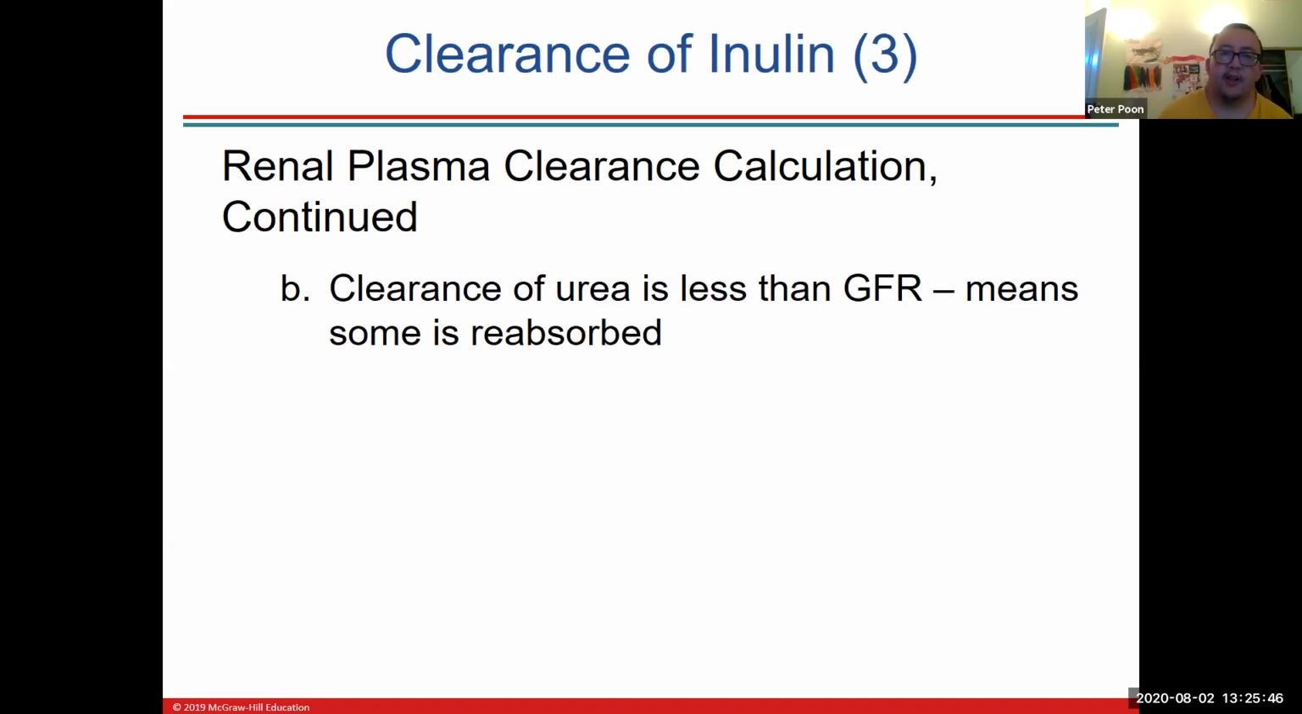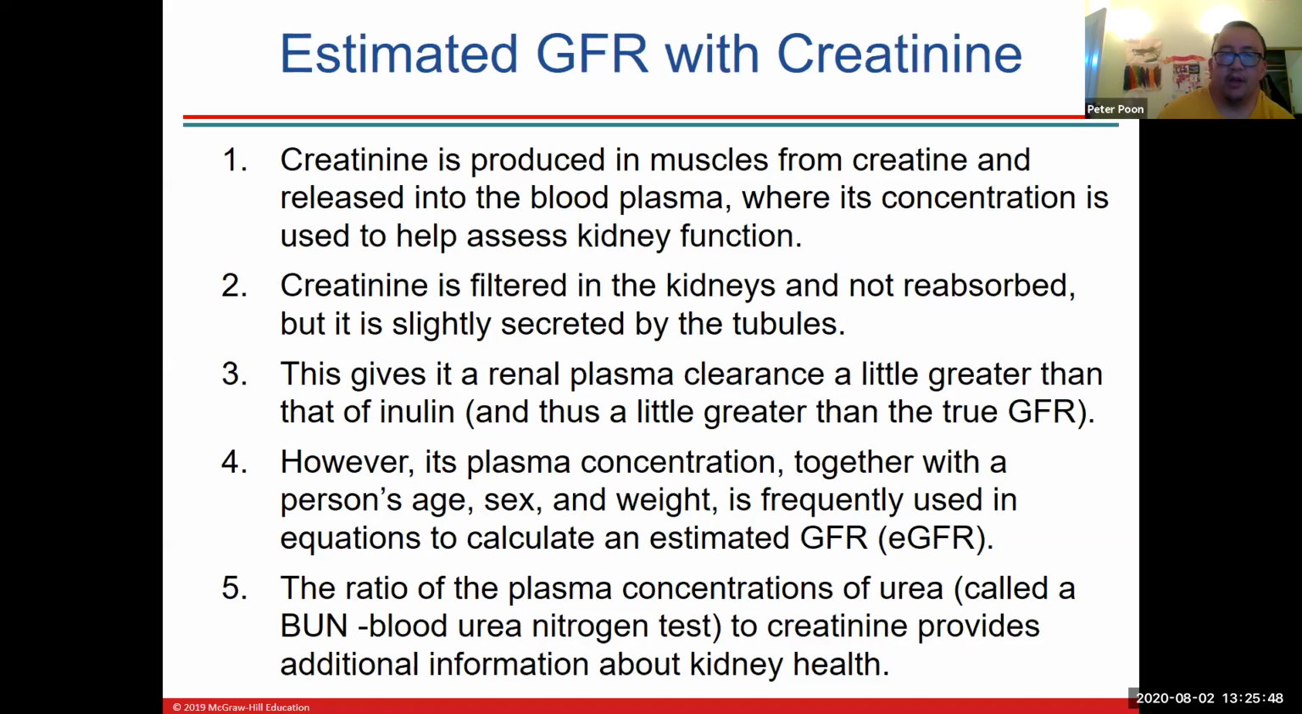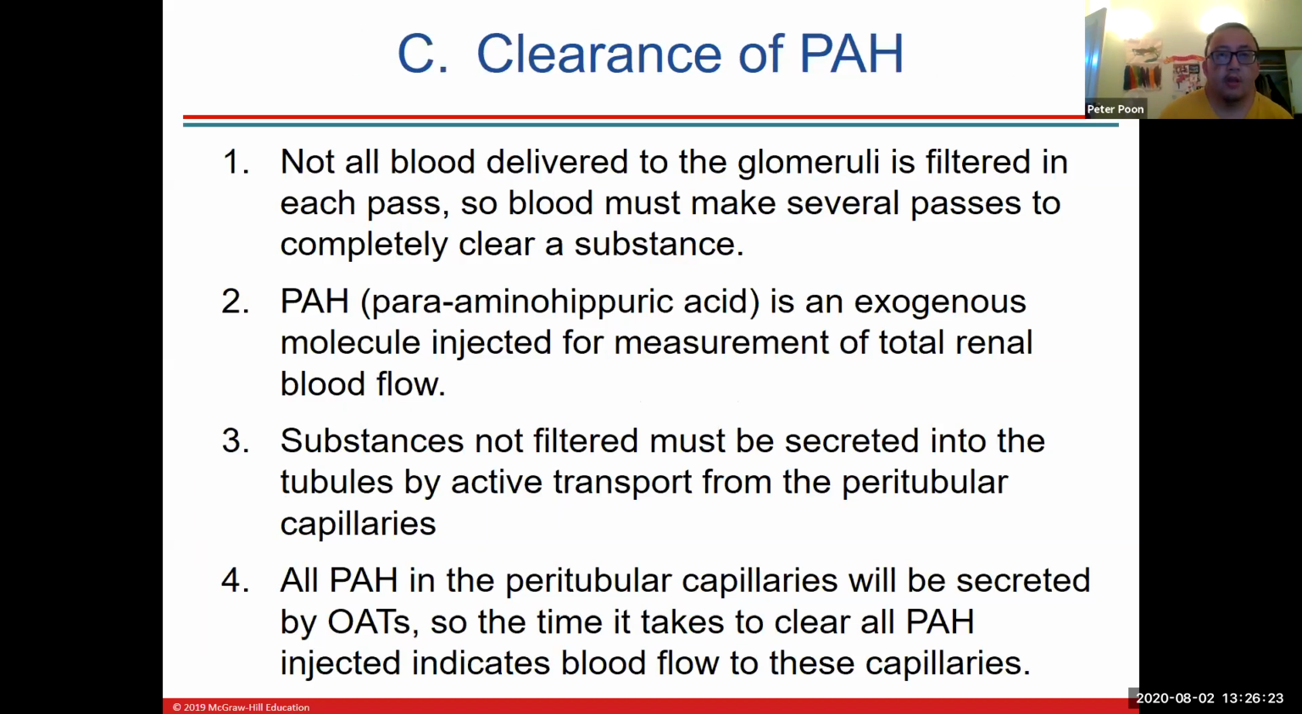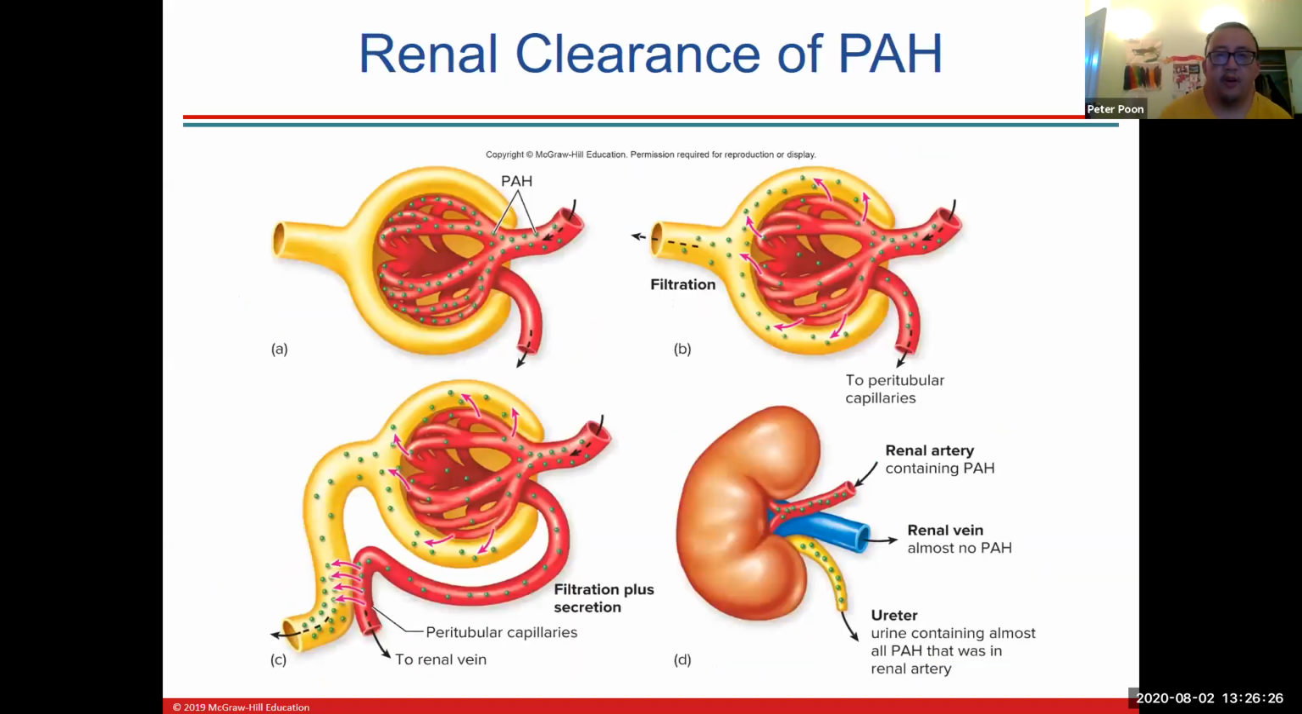Clearance of urea is less than GFR. That means some of it is actually reabsorbed, and that's okay. Creatinine is produced in muscles, filtered in the kidneys, but not reabsorbed. But it is slightly secreted by the tubules, so that will give you a little bigger GFR than normal. I don't think you have to know this.